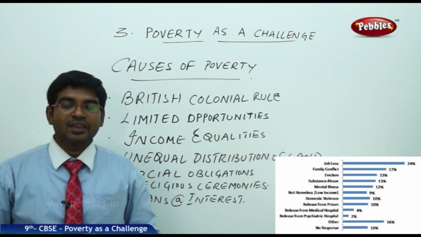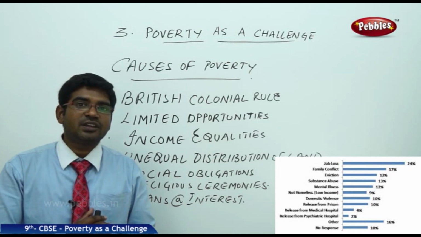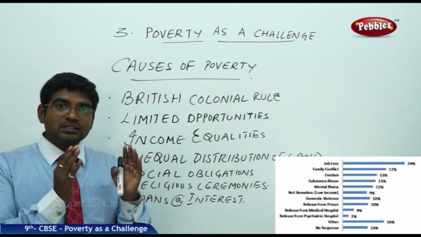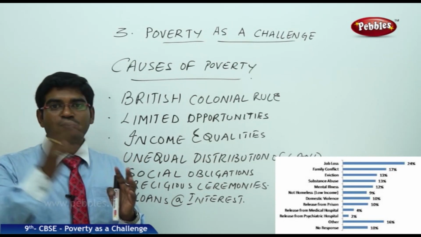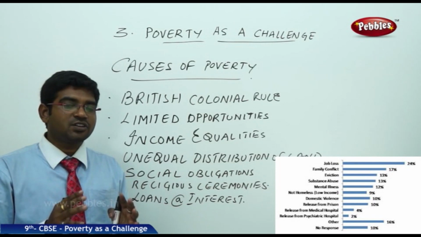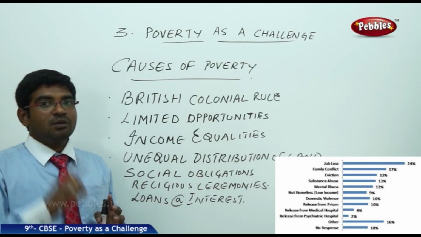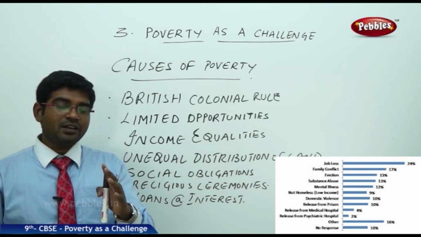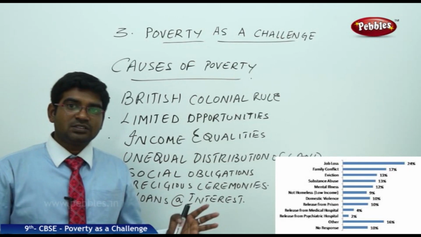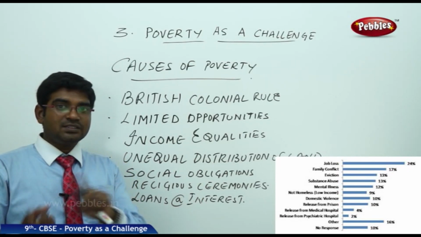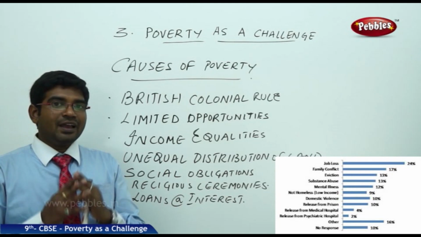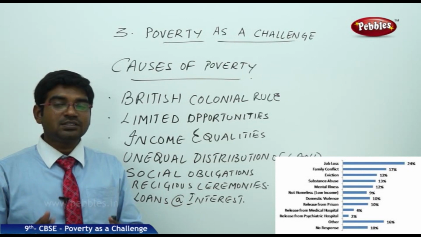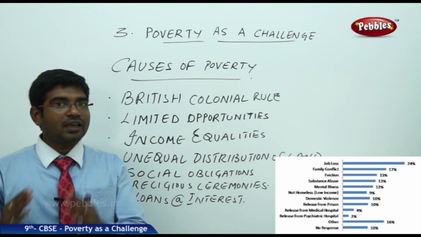Unequal distribution of land. Yes, this has been a significant factor. We have 60% of lands owned by 10% of the population in our country. The remaining 40% is held by the remaining 90% of the population. 60% controlled by 10%, 40% divided between 90%. This unequal distribution of land has created a lot of economic disparity between the people, and this created the gap of haves and have-nots.